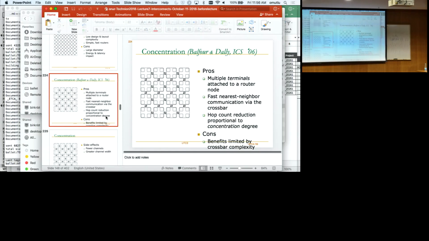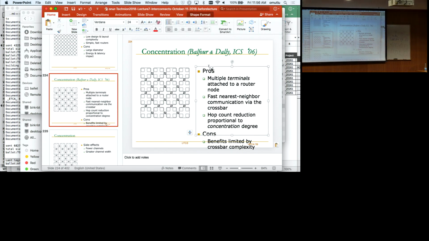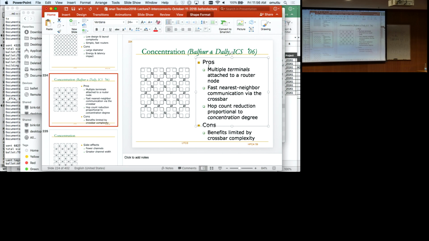I just want to make sure this is, I don't know why this happened. It's a copy-paste error. Okay. Is this better? Yeah.